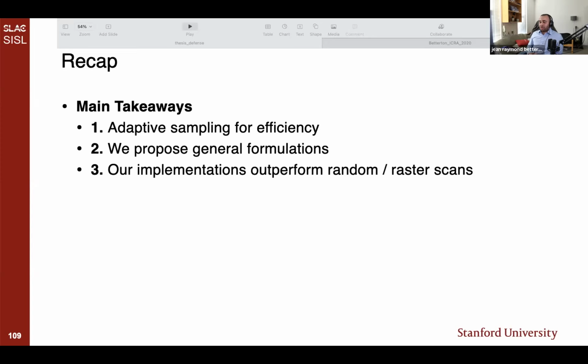Second, we propose general formulations. The idea is we don't want to get too focused on a particular way of representing uncertainty or reconstructing the image. We want to be able to handle a wide variety of settings so that this methodology can be used for a wide variety of applications. And then finally, our implementations outperform the random/raster baselines, which just shows that they have some viability, and with further refinement could perhaps be much, much better.